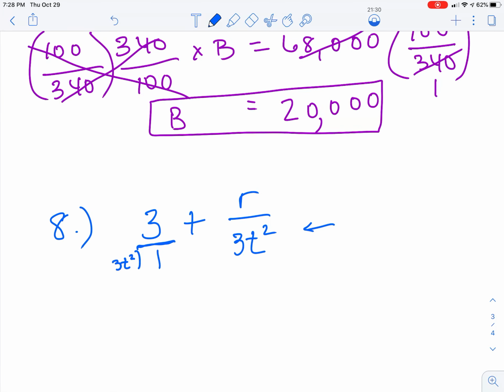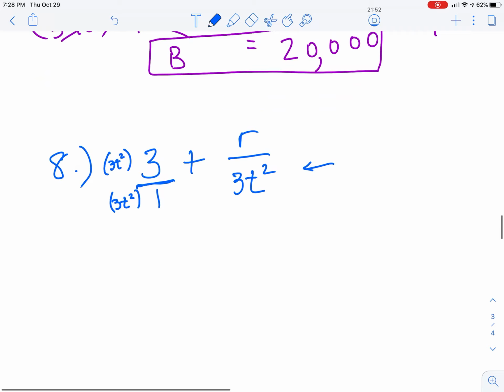This by 3t squared. But remember, on a fraction, unless I change the numerator as well, I'm going to be cattywampus, right? I'm not going to be in sync. It's going to be unbalanced. So whatever I do to the denominator, I have to do to the numerator in order to keep that fraction an equivalent fraction. So we multiply both of those by 3t squared.